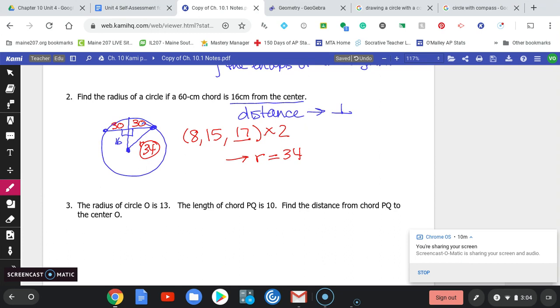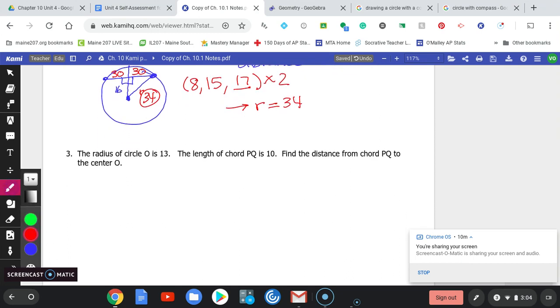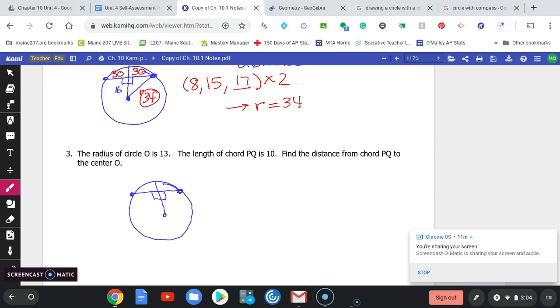All right, we're going to do a similar type problem, a little different. Okay, so we've got another circle, and we've got a chord, and we're looking for the distance of the chord to the center of the circle. So these problems always kind of start like this. Now I'm going to add in a radius here. And this time, I know that the radius is 13, and I know the length of the chord is 10.